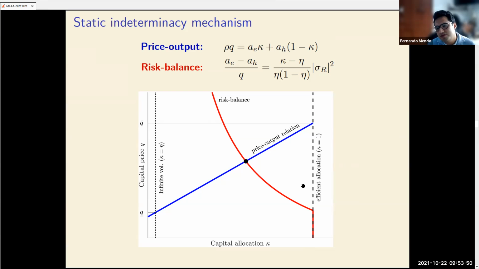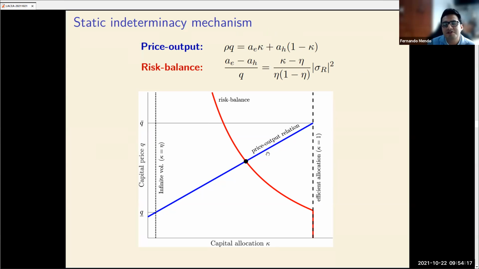And the resource balance condition is like a capital demand or relative capital demand. So it's basically, if you want the expert to hold a larger share of the capital, they have to face a lower price. So their excess return, their difference in return, is greater.